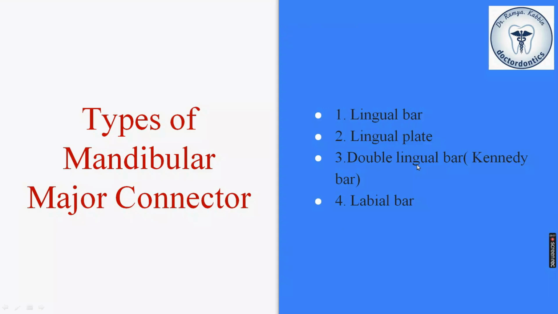It is so much easy to remember. Which are those? That is lingual bar, lingual plate, double lingual bar, labial bar. So double lingual bar is also called as a Kennedy's bar. I will tell you why it is called as Kennedy's bar, but you have to watch this video till end to know why it is called as Kennedy's bar.